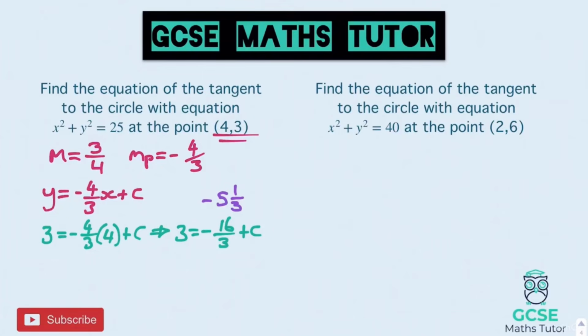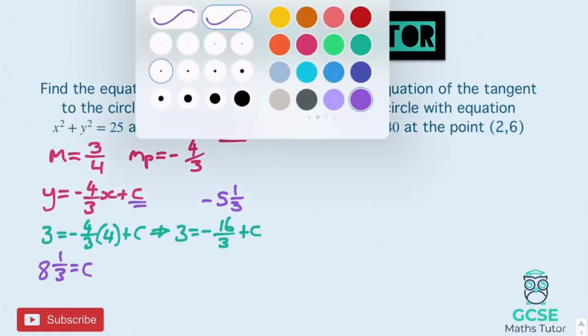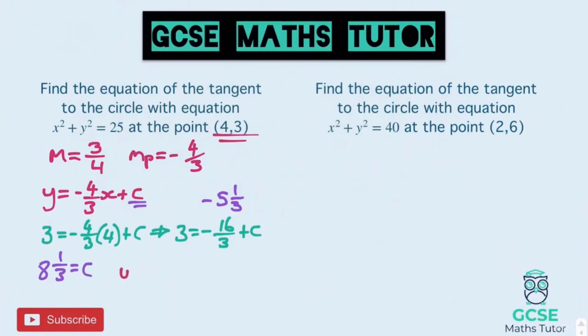And if we add that over to 3, we get 8 1/3 equals c, and now we can put that in place of c to finish this off. So we have y equals minus 4/3 x plus 8 1/3. And there's our final answer for that question. On to the next one, following the same steps.